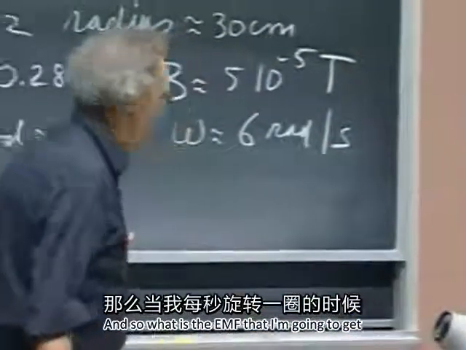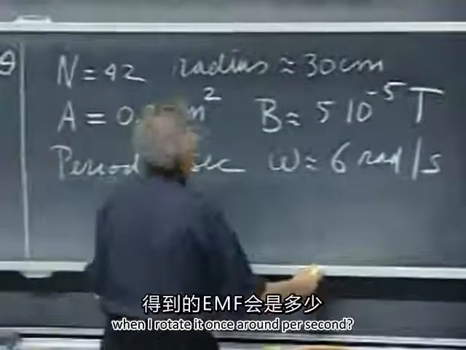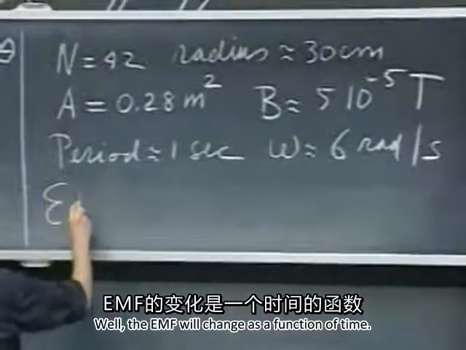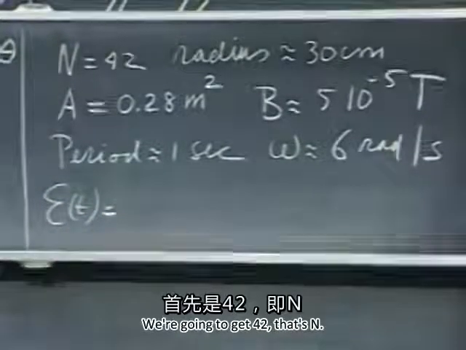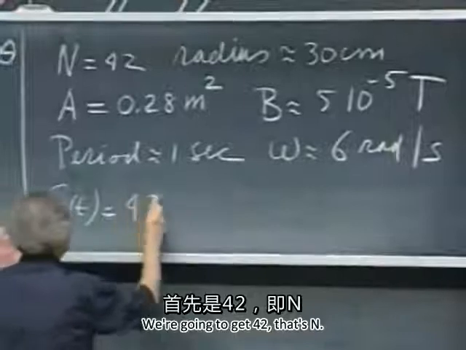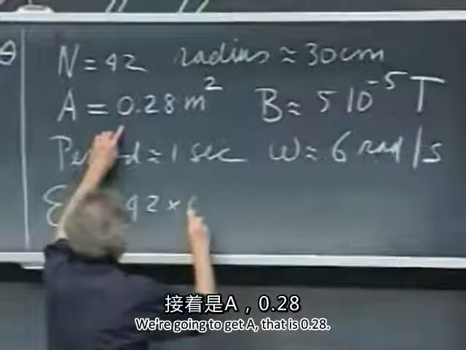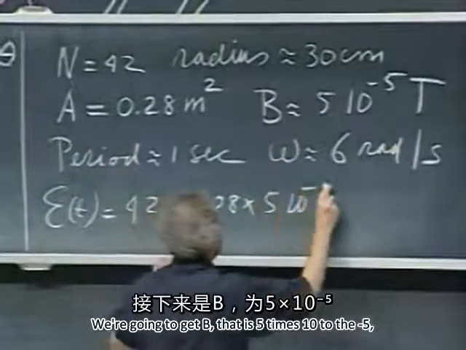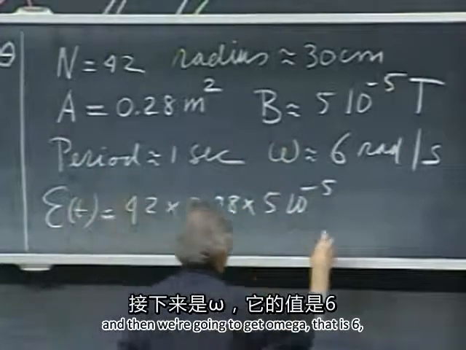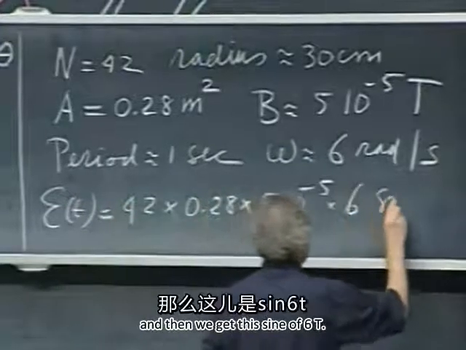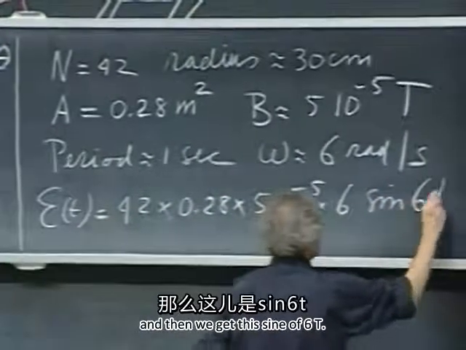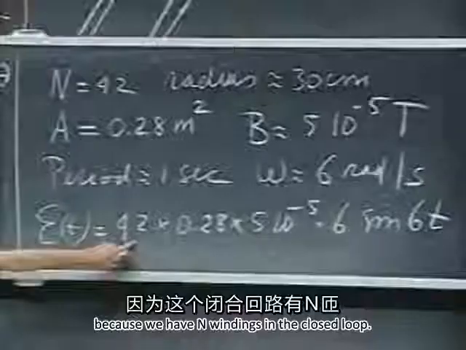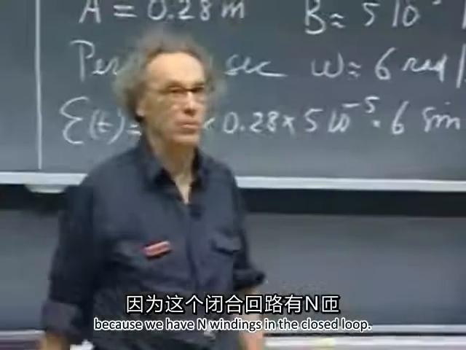And so what is the EMF that I'm going to get when I rotate it once around per second? Well, the EMF will change as a function of time. We're going to get 42, that's N. We're going to get A, that is 0.28. We're going to get B, that is 5 times 10 to the minus 5. And then we're going to get omega, that is 6. And then we get this sine of 6t. You see the equation there. The only difference is we have a capital N now here, because we have N windings in the closed loop.